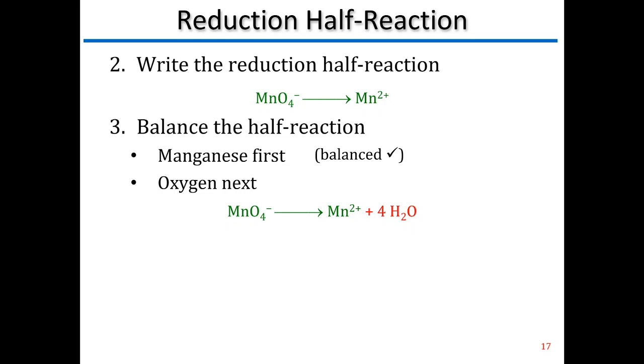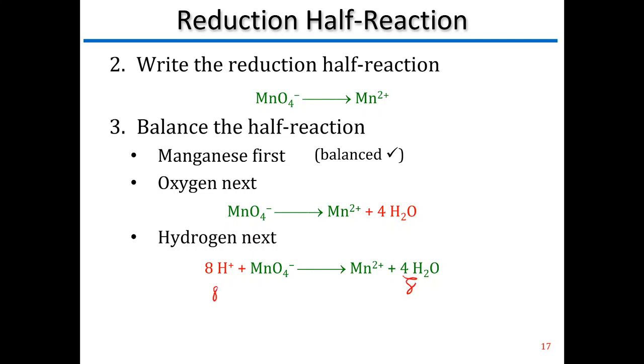Okay, but now I've added hydrogen, 8 of them actually. So now I don't have any hydrogen on the other side. So I'm going to balance that out by adding H+. I'm not going to add more water, I'm not going to add H2, I'm going to add just H+. So now, on each side I have 8 hydrogen. Okay, so they're balanced.